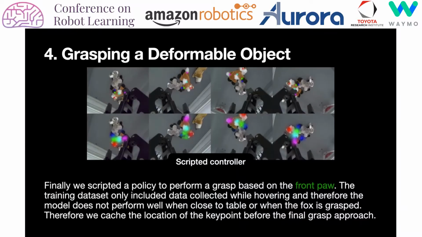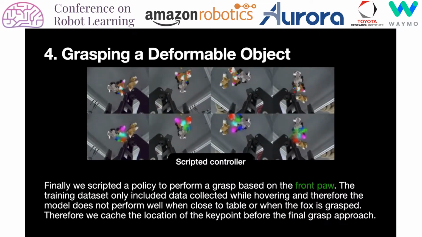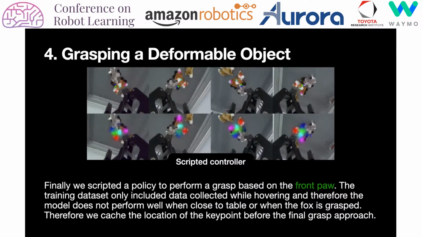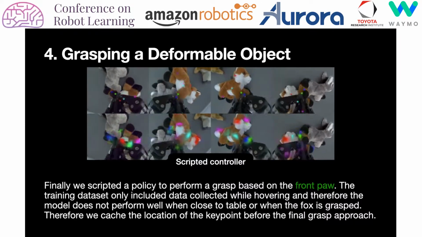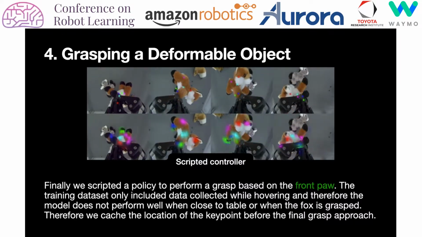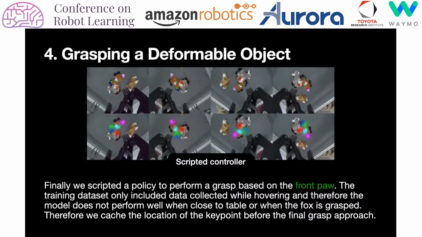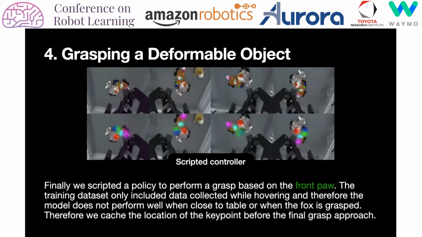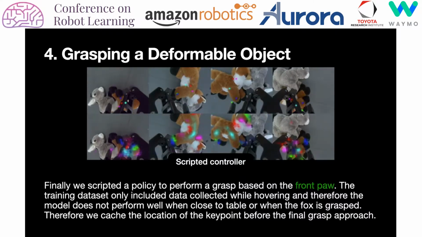Finally, we scripted a policy to perform a grasp based on the front paw. The training dataset only included data collected while hovering, and therefore the model does not perform well when close to the table or when the fox is grasped. However, it is accurate enough to repeatedly perform a grasp of this highly deformable object.